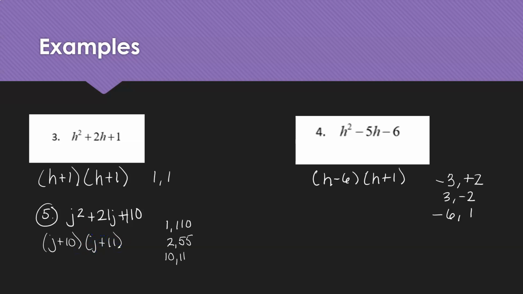All right, the last one on your page is j squared minus j minus 6. So I'm looking for factors of -6. So -6 and 1, that's not going to get us a -1, but -3 and 2 will get us the -1 that we need for the center term. So I'm going to have j minus 3, j plus 2.